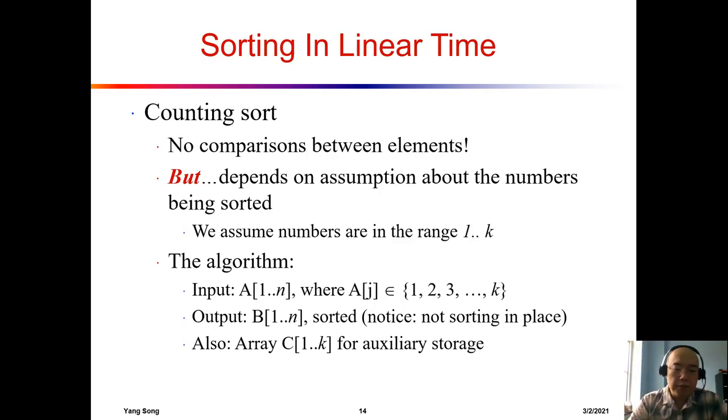And the output will be B[1..n], sorted. Well, it's not really an in-place sorting algorithm. We are building a new array B, and the array B has exactly the same size as the array A. In addition, when we are doing the sorting on the fly, we will also create an array C, and this array C will have indices from 1 to k. So what's the k value? The k value is the maximum number possible in the input, right? So this is an auxiliary storage we have to build when we are doing the sorting algorithm on the fly.